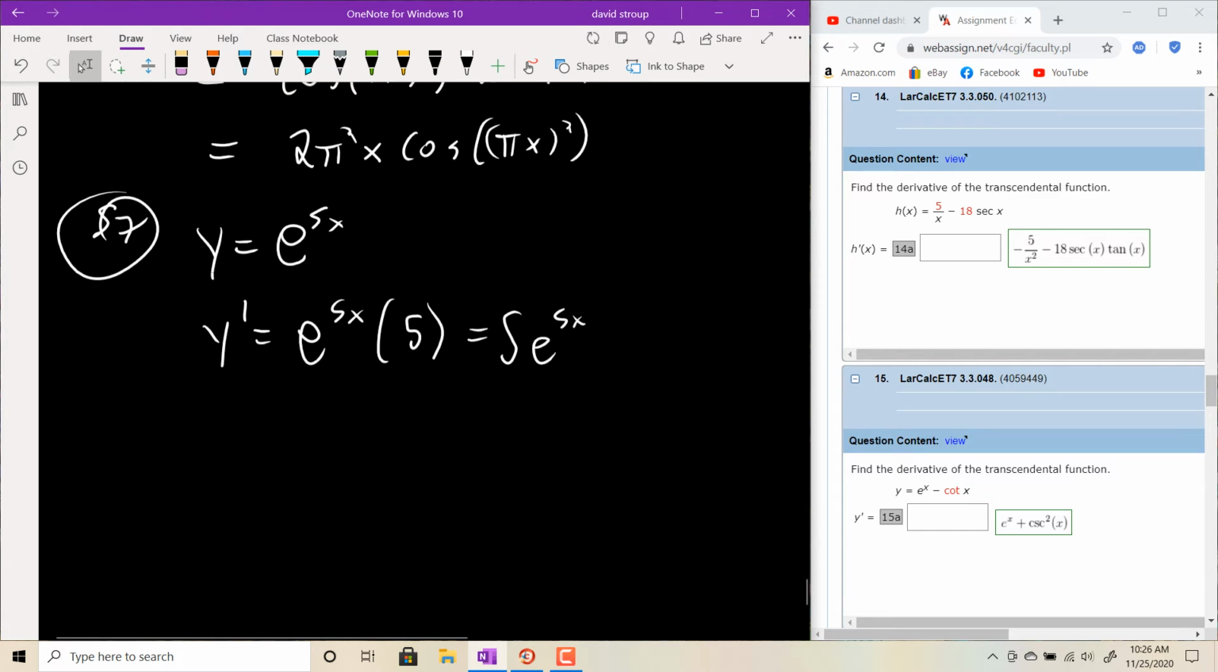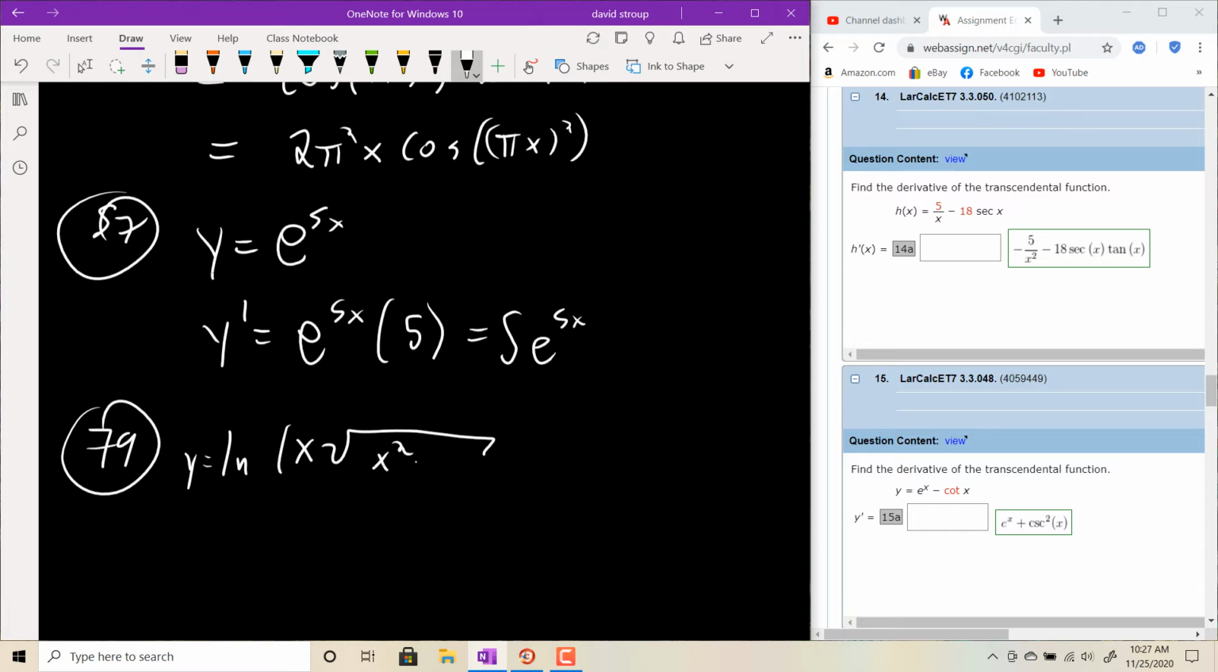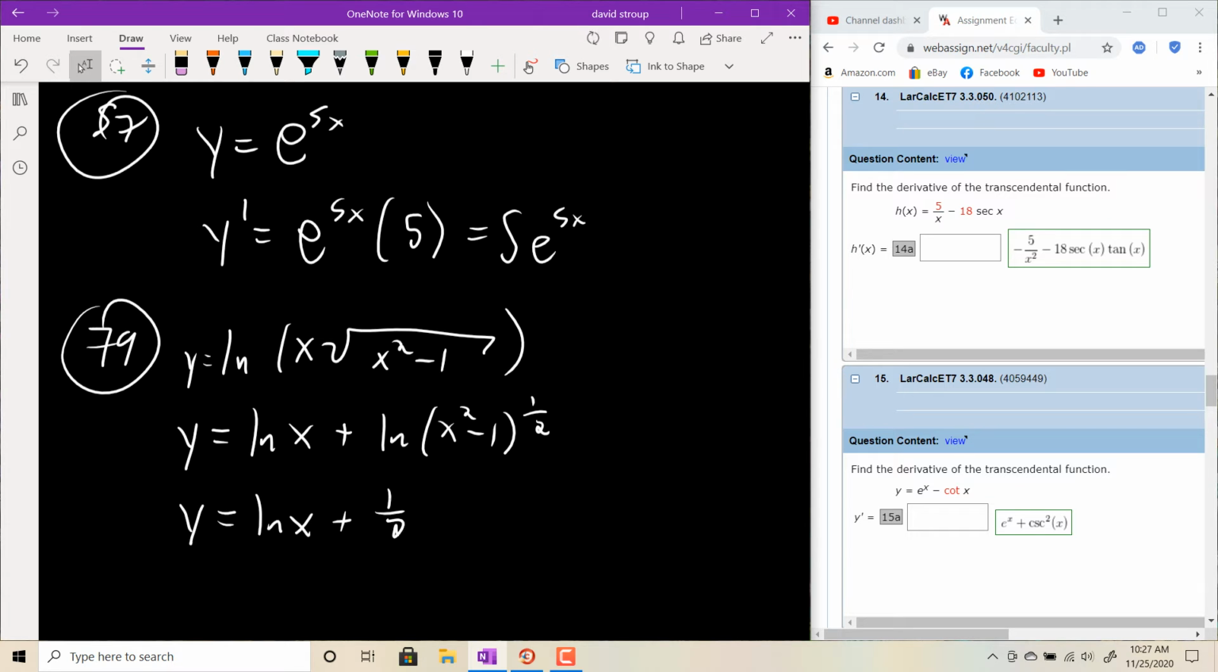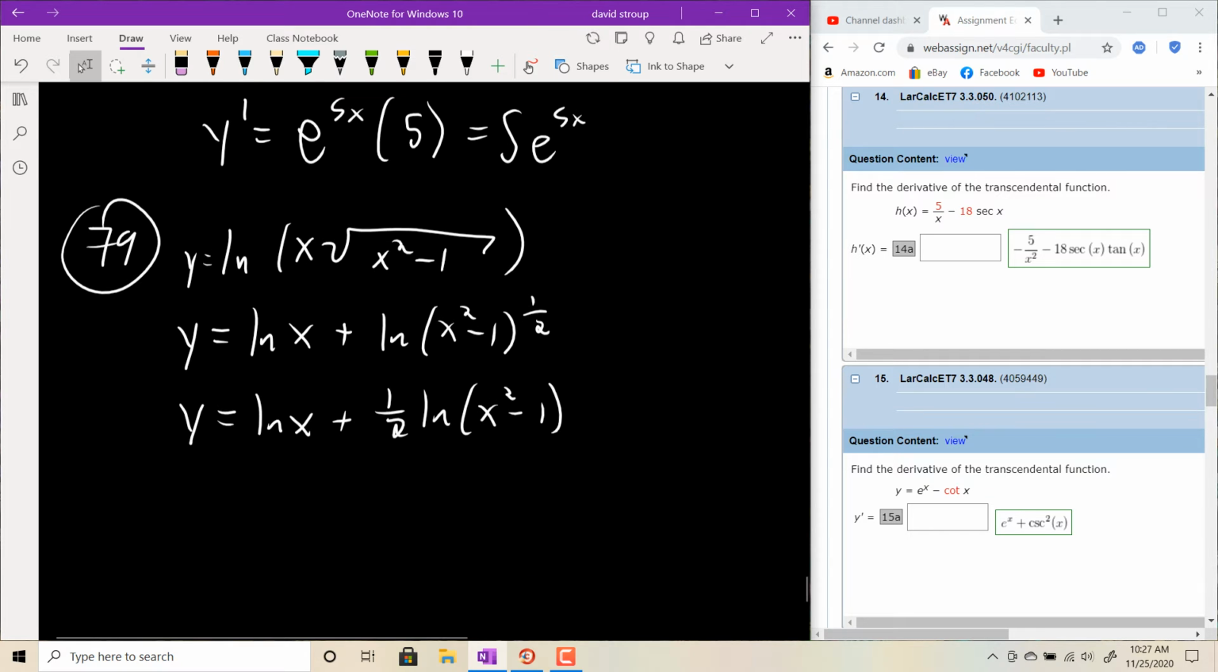There's also logarithms in here. Sometimes it's easier to expand the logarithms and then take the derivative. Select number 79. You have y equals ln of x times the square root of x squared minus 1. Okay. So what I would do is rewrite it as ln of x plus ln of x squared minus 1 to the 1/2, and then rewrite that as ln of x plus 1/2 ln of x squared minus 1, and then take the derivative. That'd be a little easier.